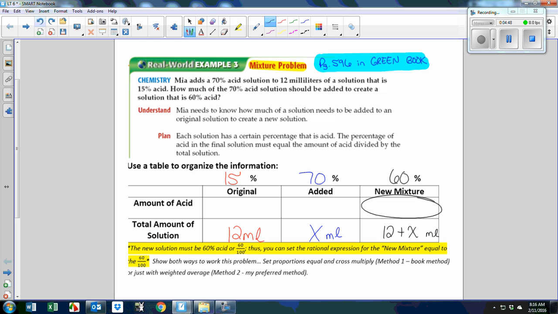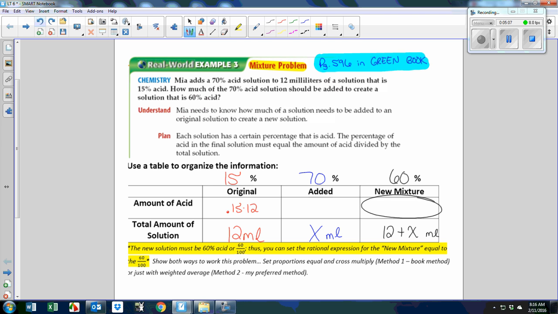So that completes the bottom row of the table. Now the top row represents the amount of acid. So in the original solution, 15% of the 12 milliliters was acid. So 0.15 times 12 represents the amount of acid in the 12 milliliters.